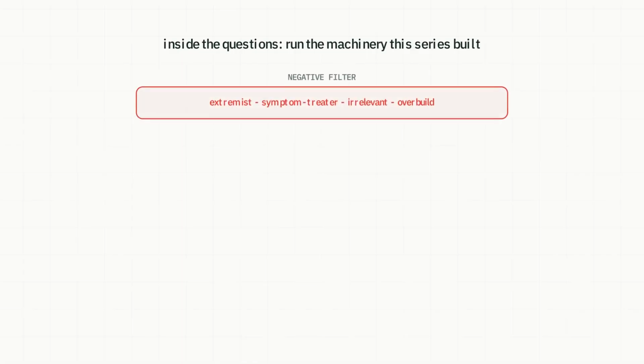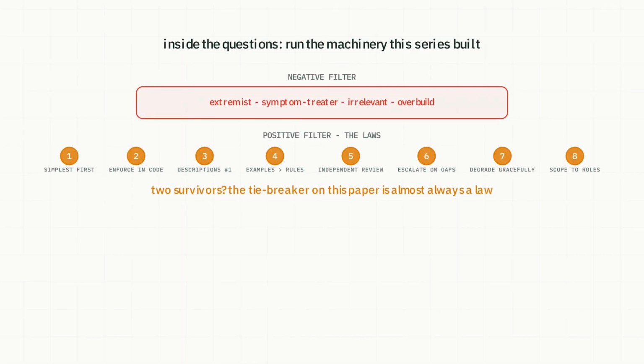Inside the questions, run the machinery this series built. 1 correct answer, 3 distractors, and you know the species, the extremist, the symptom treater, the true but irrelevant, the overbuild. Now add the laws as a positive filter. Which option is simplest and sufficient, which one enforces in code, which one fixes descriptions, which one passes context explicitly. When 2 options survive, the tiebreaker on this paper is almost always a law.